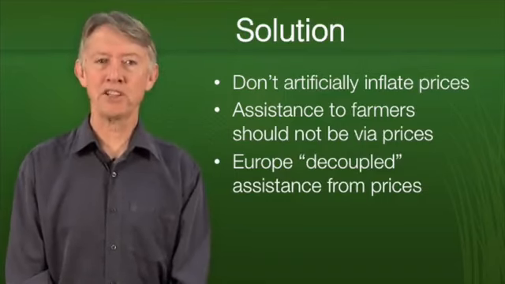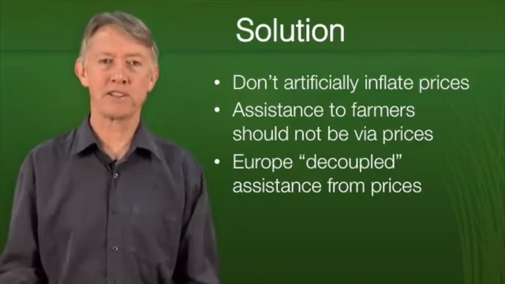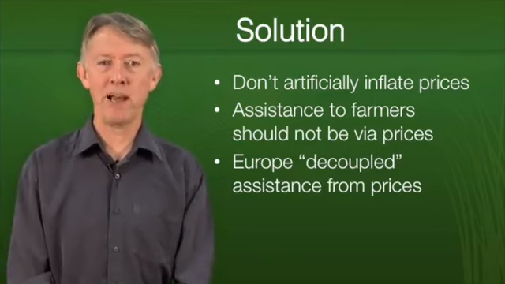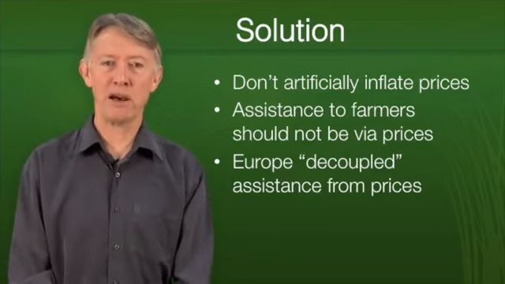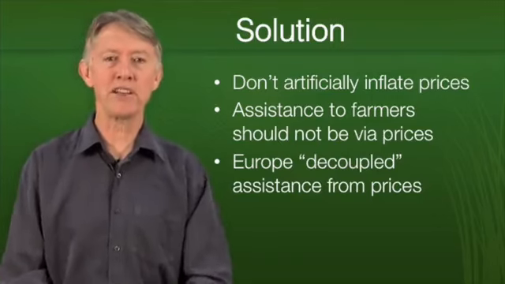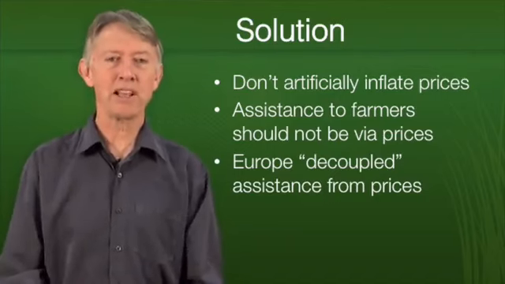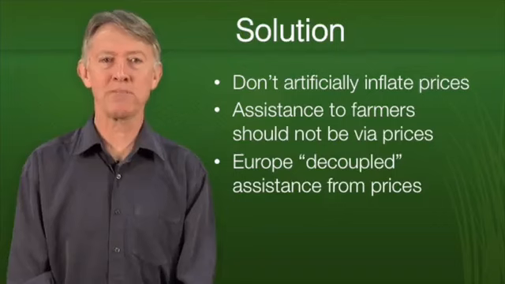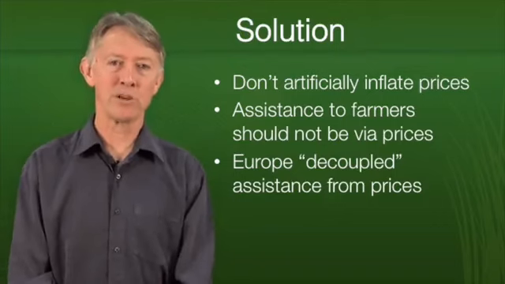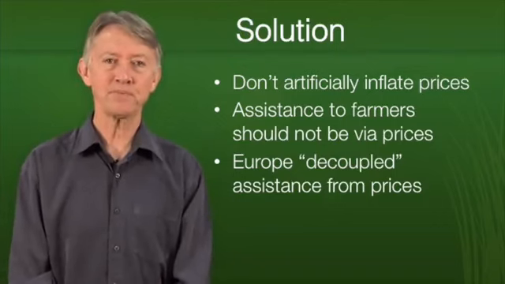So once they recognised this, the European Union went through a process of what was called decoupling. That means that the assistance that farmers received wasn't linked to prices. They now receive a payment that's not affected by how much output they produce, so they don't have the incentive to increase their production. There probably still is a bit of overproduction because of this, but it's much less dramatic than it was when the assistance was built into prices.